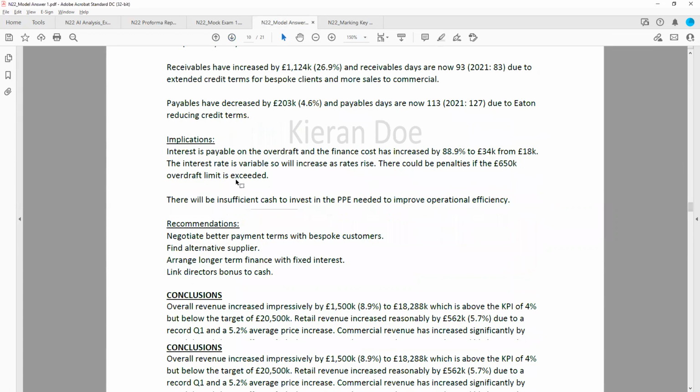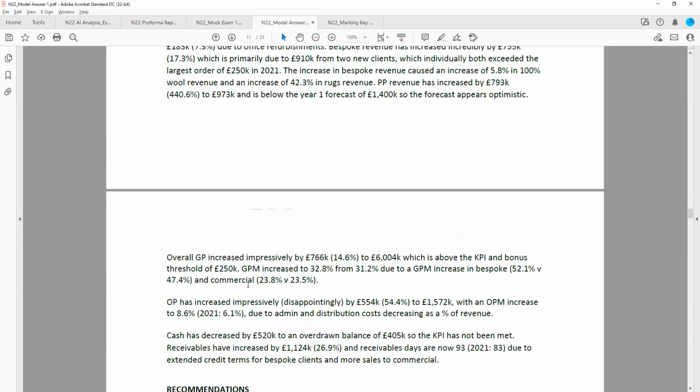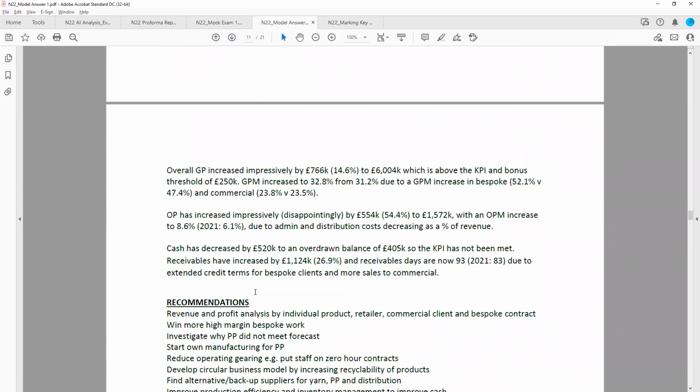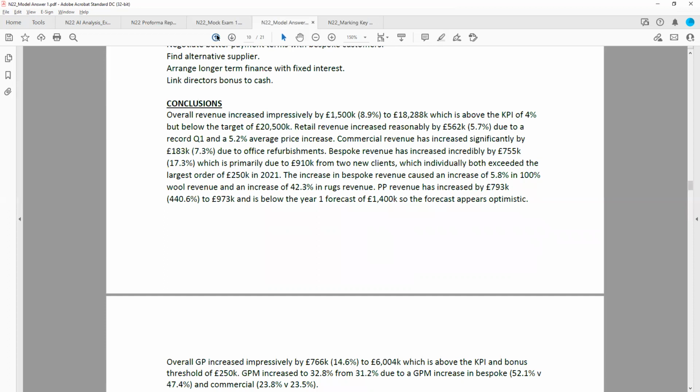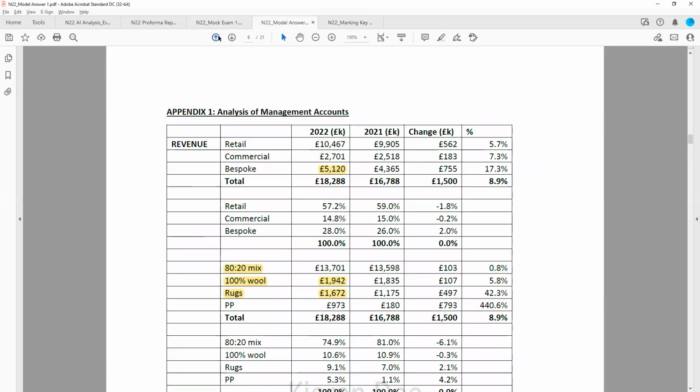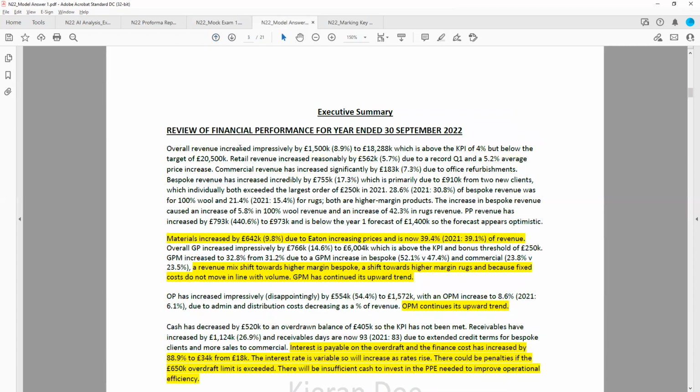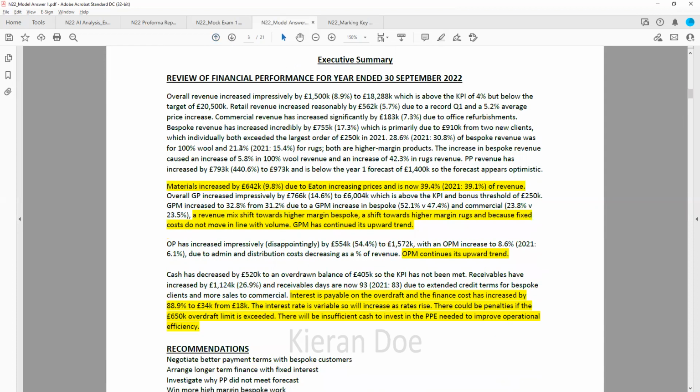Gross profit has gone up. The margin has improved because revenue mix has moved towards bespoke. Operating profit has gone up because there were efficiencies with admin and distribution, and cash has gone down because of the changes in working capital. That's what happened in the year. So when we conclude on that, that's what we say. If we're now going to summarize what's happened in the year, it's the same, because what happened in the year is factual. So whether you conclude on it or whether you summarize it, you're going to have the same points.